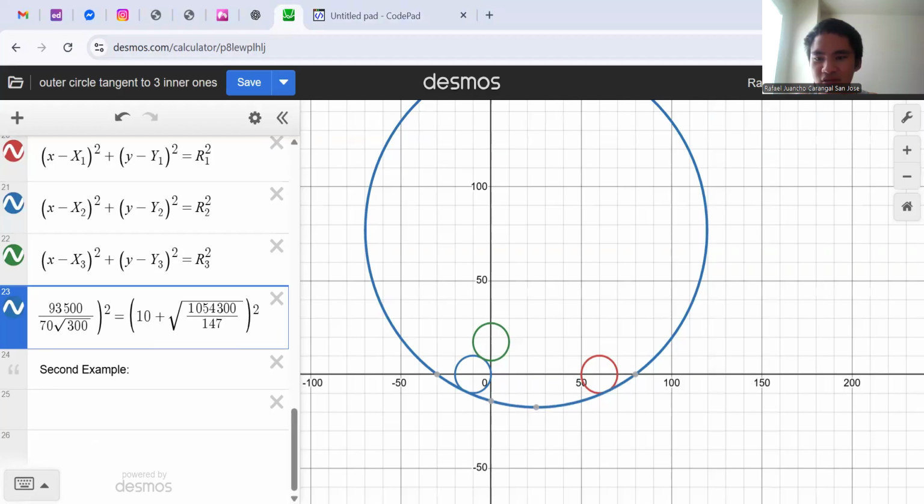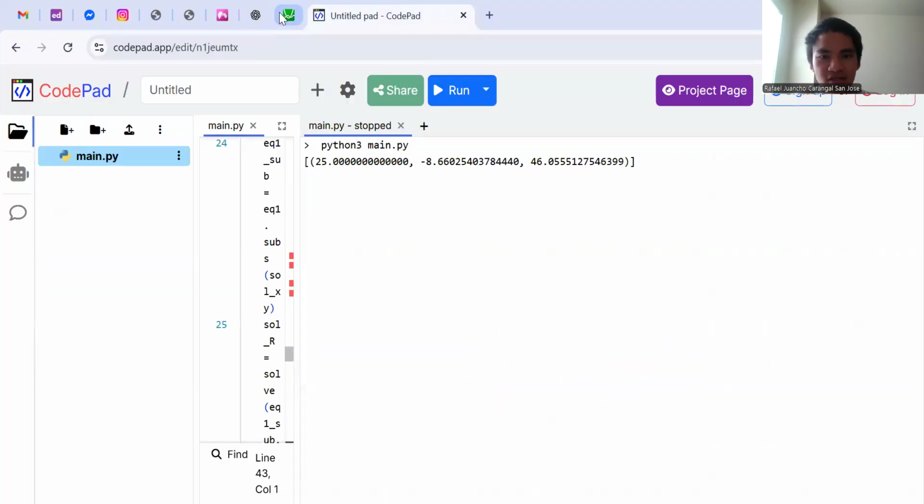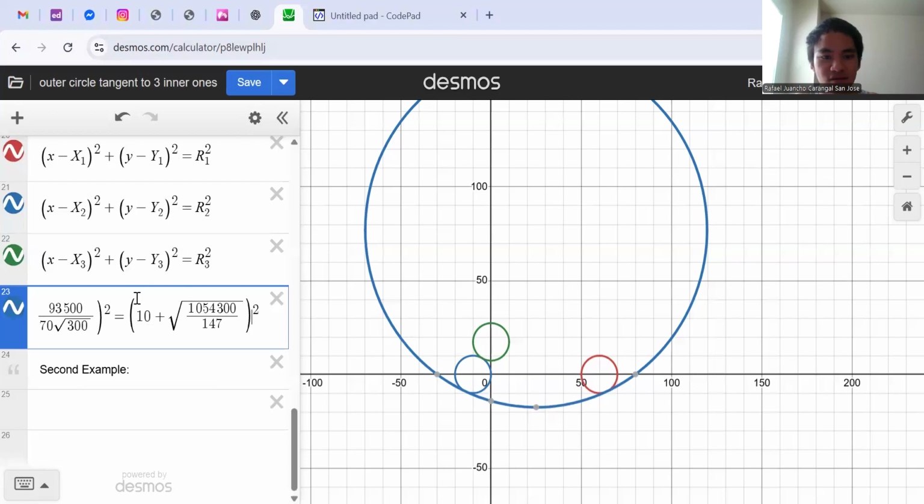Wait, let me double check. 93. What's this number actually? 93500. I divide that by 70 square root 300. Oh, I actually got a completely different number for my y. My y is negative 8 point something. So clearly I got a different number here.